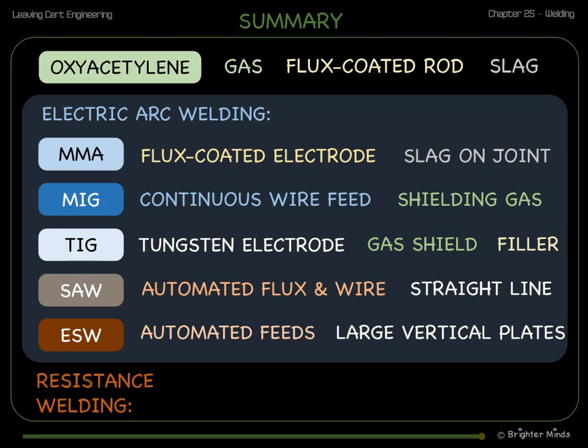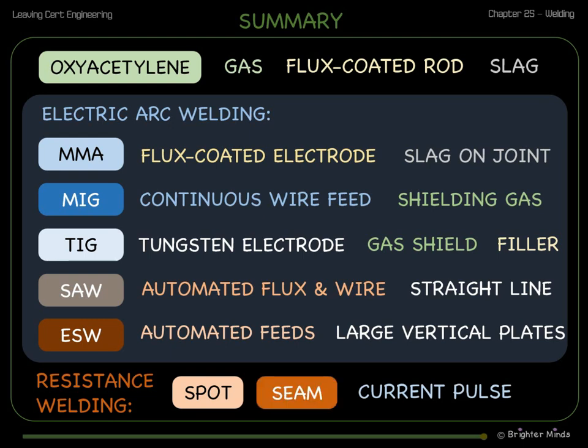Resistance welding uses electric current to create enough heat to temporarily melt the metals together and form a joint. Spot welding uses a single current pulse between two pointed electrodes. Seam welding uses multiple current pulses between two roller electrodes to create a line or seam joint.